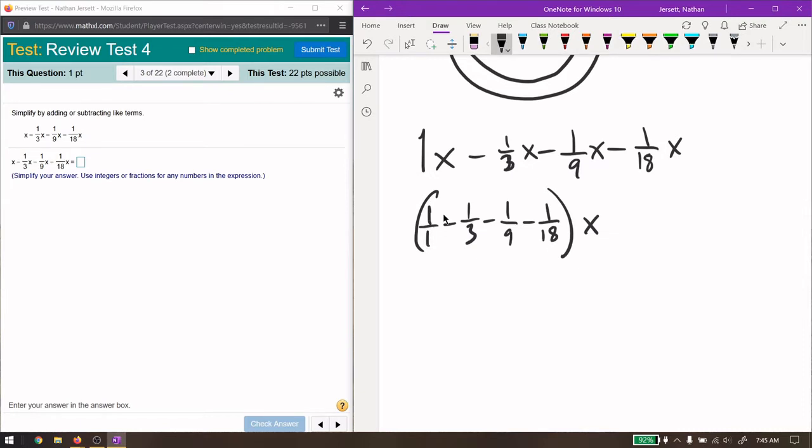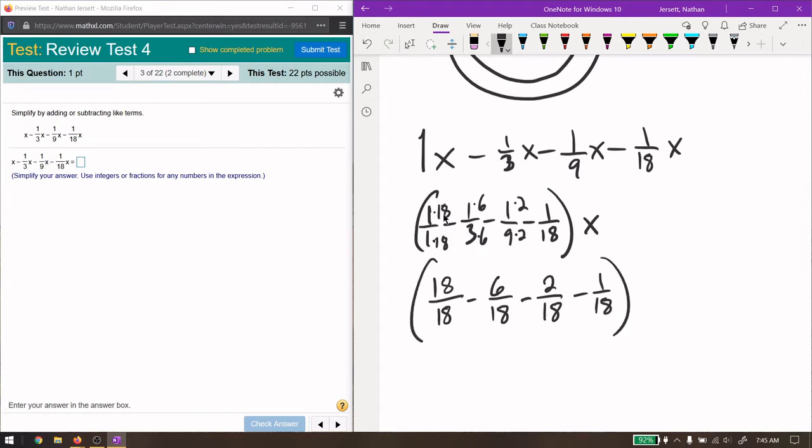And now I multiply 9 by 2 over 2, 1/3 by 6 over 6, and 1 over 1 by 18 over 18. That gives me 18 over 18 minus 6 over 18 minus 2 over 18 minus 1 over 18. And we have common denominators, so we can finally subtract these all together. 18 minus 6 is 12. And then minus 2 is 10. And then minus 1 is 9.